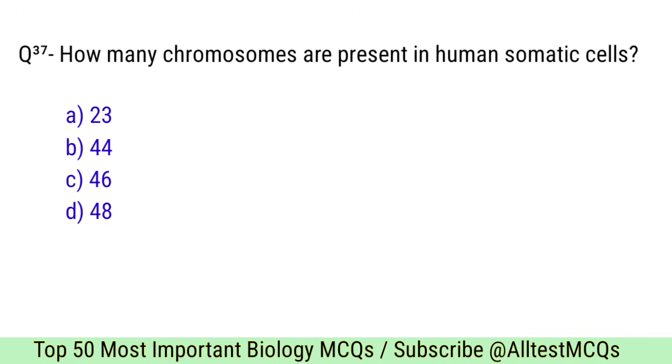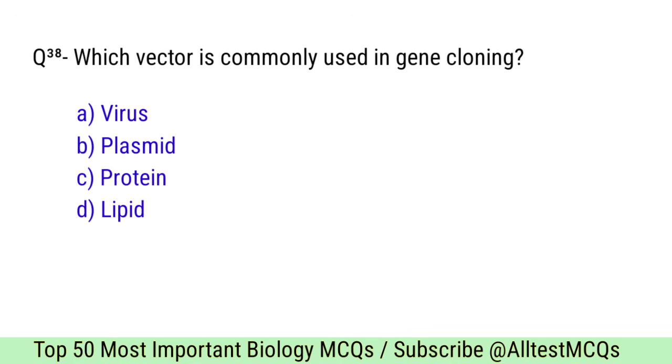Question number 37. How many chromosomes are present in human somatic cells? The right option is C. 46. Question number 38. Which vector is commonly used in gene cloning? Correct option is B. Plasmid.